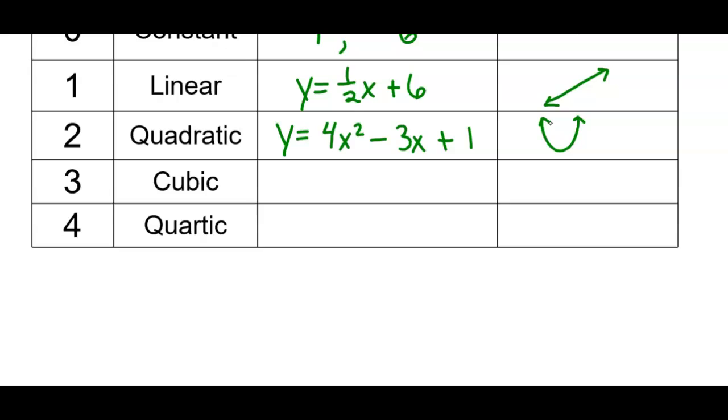Okay? If I'm looking at a cubic degree of a cubic equation, I would have y equals 3x cubed plus 7x squared plus x plus 1. Okay? So that would be a cubic degree. And my graph for that is going to look more like that.